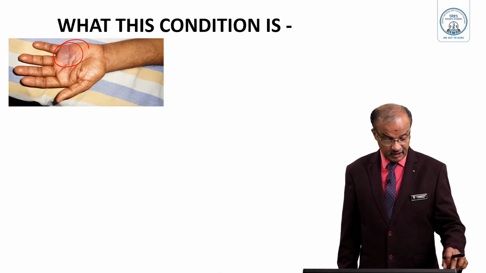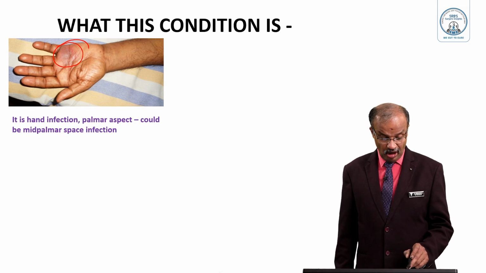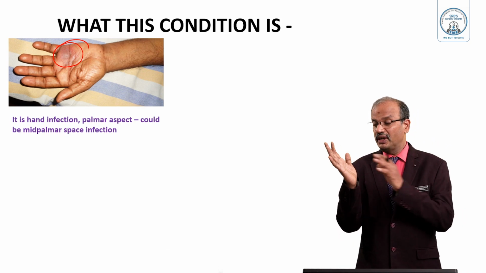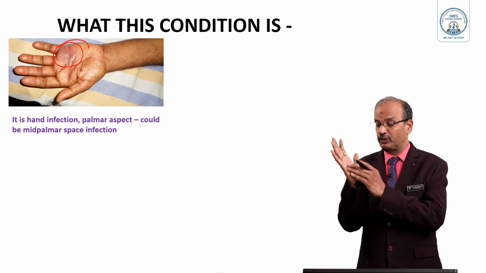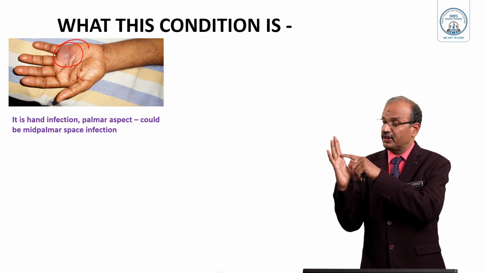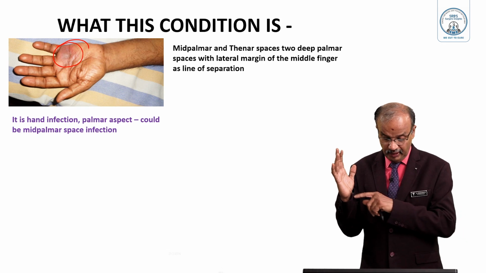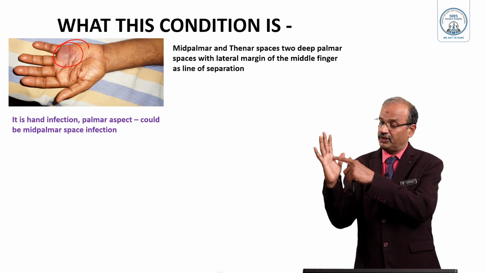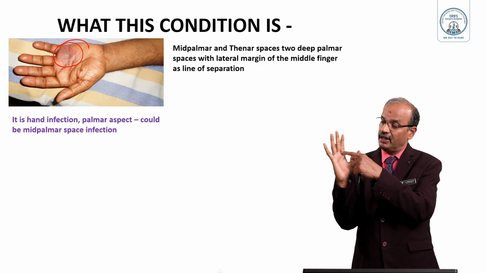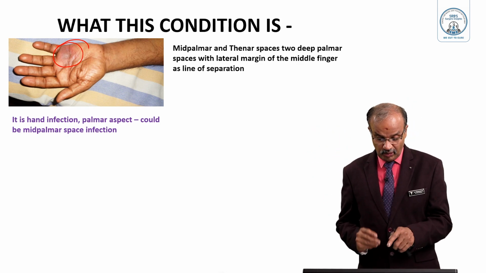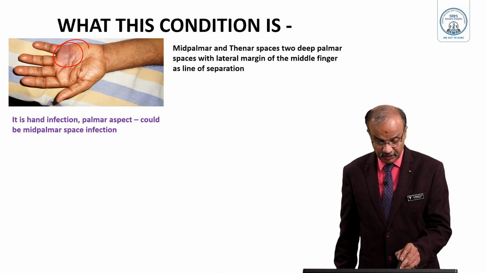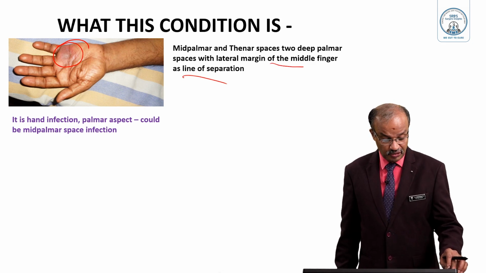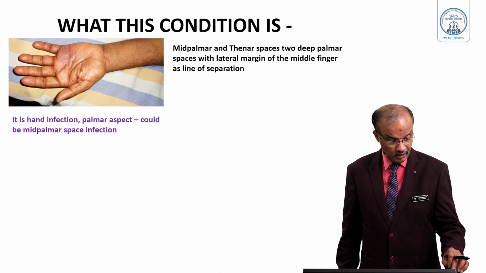So this is a very typical disease, hand infection. On the palmar aspect it could be a mid-palmar space infection. We have palmar spaces: the thenar space and the mid-palmar space. The mid-palmar space runs along the lateral aspect of the margin of the middle finger, like this. The thenar space is like this, and the mid-palmar space is like this. So probably it is a mid-palmar space infection, a hand infection, very difficult and very deep actually. Most of the time it is deep, and that is a point you have to remember.